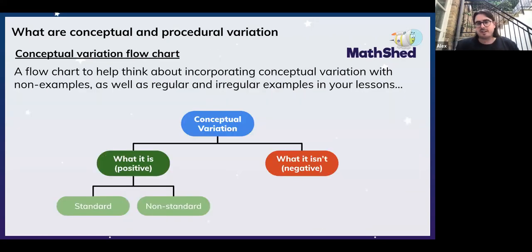So this flowchart, I think, is really helpful when we're thinking about incorporating conceptual variation with examples, standard, non-standard, and non-examples in our lessons. So you have conceptual variation. What it is, the positive, is standard and non-standard examples, to make sure that you do include both, and then what it isn't, the negative, so your non-examples.